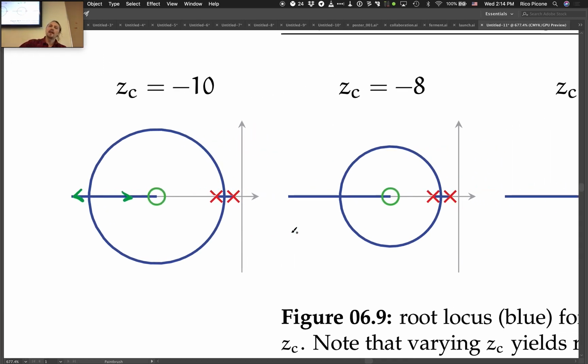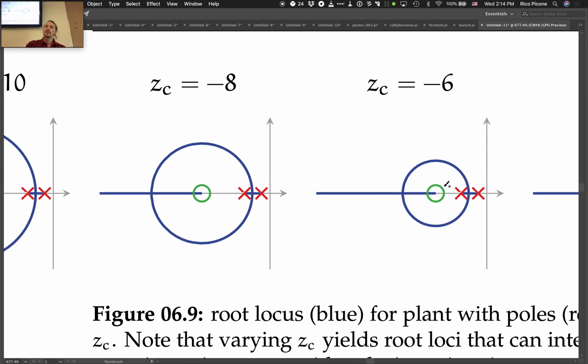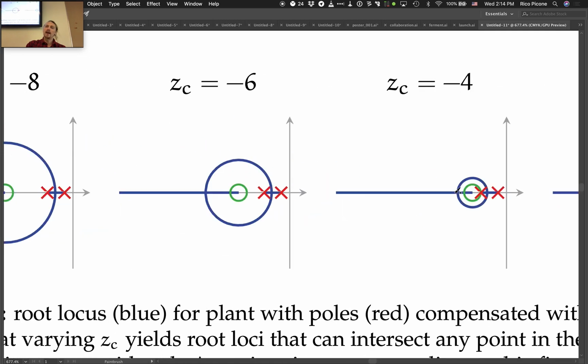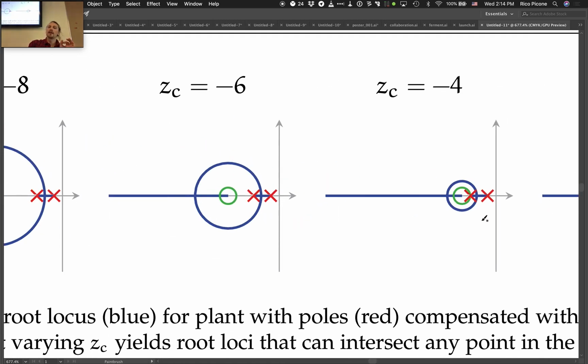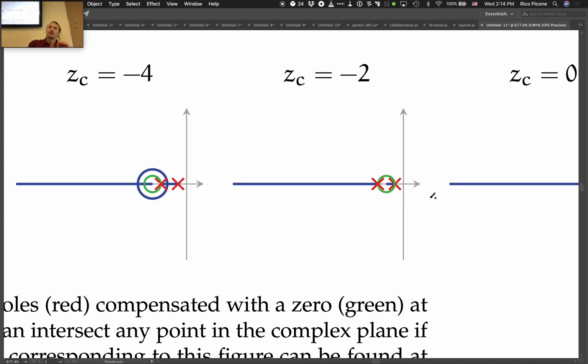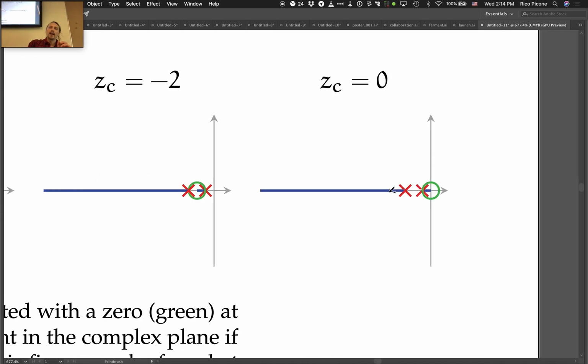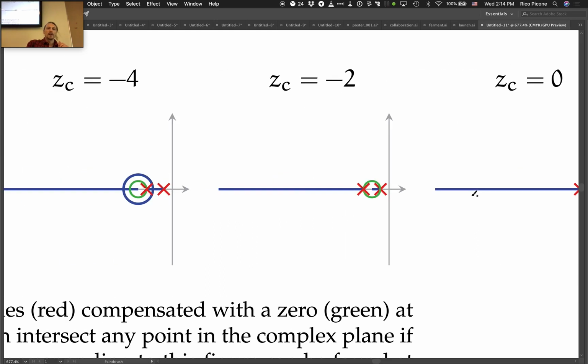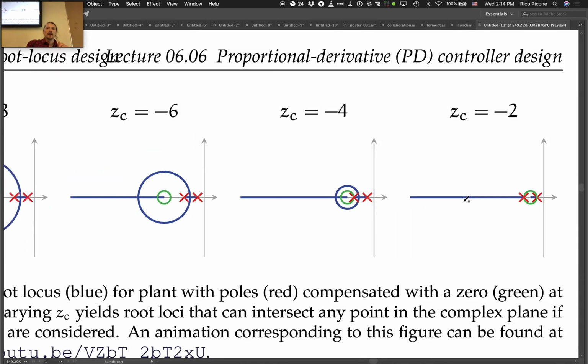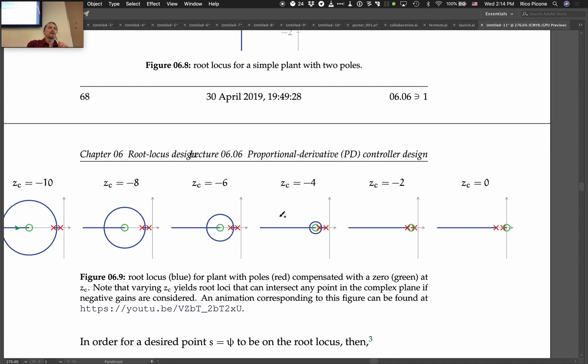If you change that zero location, it changes the diameter of this circle, right? Which is kind of nice to know. Down, down, down. As you approach more and more, that circle gets tighter and tighter until you cross over, and you can even go the other direction. So it turns out that we can actually have locus anywhere in the plane that we want.